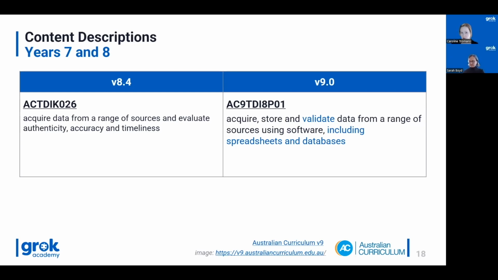So the version 9 content description here states that the students will need to learn how to acquire, store, and validate data from a range of sources using software, including spreadsheets and databases. Now, you'll notice here that what's changed is the validation element and the specificity of talking about spreadsheets and databases. And it's also important to note for the content descriptions, these are things that you actually have to teach the students, whereas we'll talk about the elaborations shortly, which are just some ideas on how these might be taught. These are the things that you actually are required to teach.